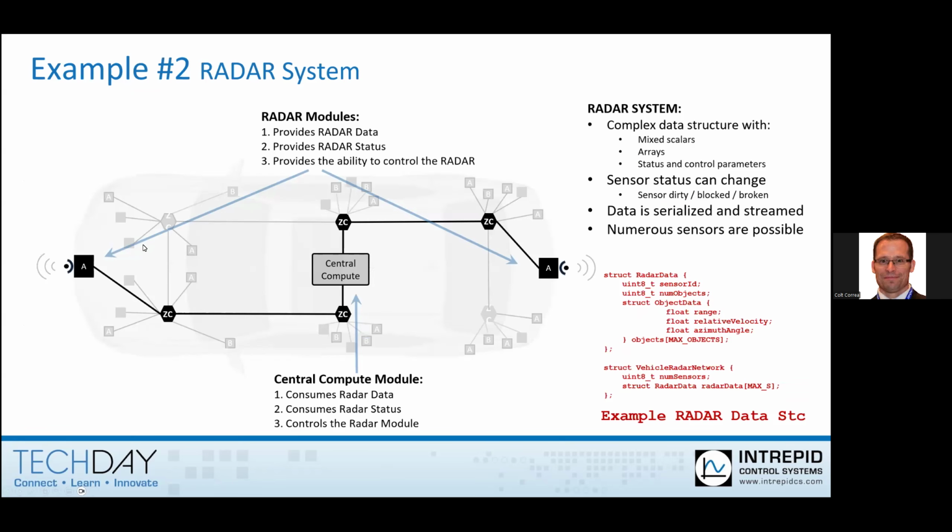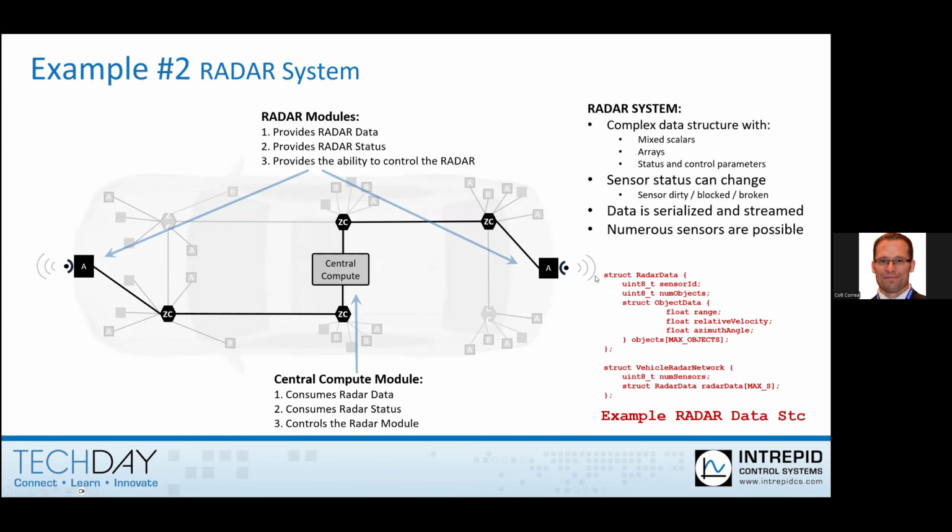Another example would be the radar system in a vehicle. We see SOME/IP supporting radar communication pretty frequently. With radar data, we often have forward-facing radars, and you might have rear-facing radars as well. So you might have multiple radars, and a radar sensor, which is generally a pretty complicated device that does a lot of computation, can send out radar data to the central compute module.